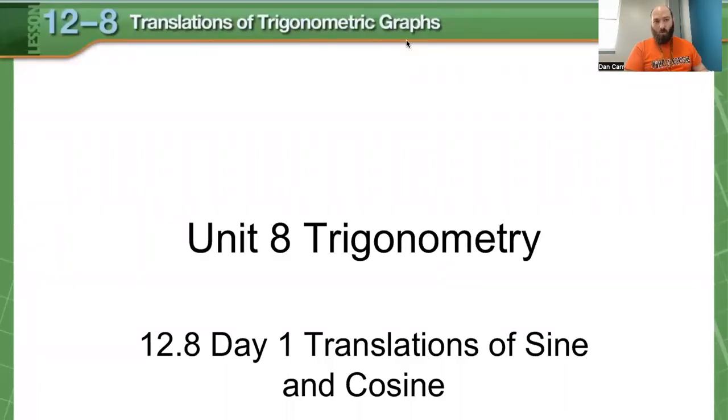Today we'll be talking about 12-8 day one. We're going to be focusing on what's called the translations of our sine and cosine. Previously, with our sine and cosine graphs, we talked about how to affect the period as well as the amplitude.